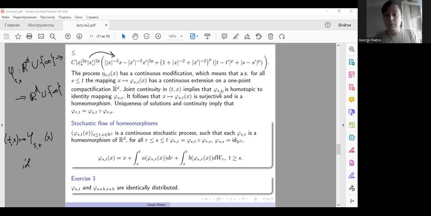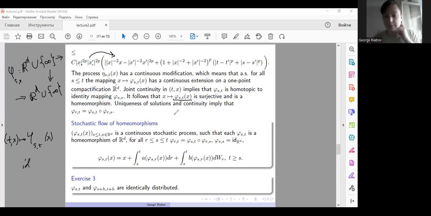So phi is surjective on a sphere, since phi sends infinity to infinity. Actually, phi is a bijection of Rd, and since the sphere is compact, phi is a homeomorphism of the sphere. So we deduce that our mappings phi are homeomorphisms of Rd.